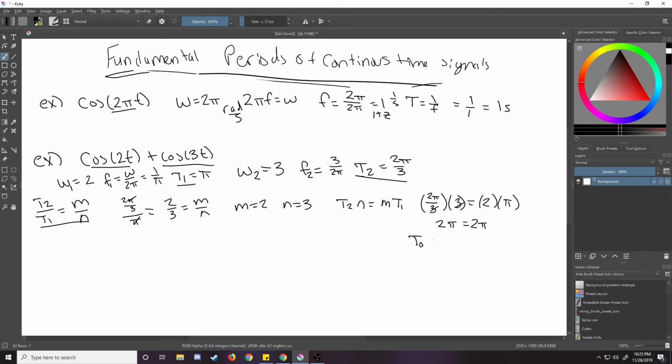which is then the fundamental period of your signal. And that is all. That is how you do this.